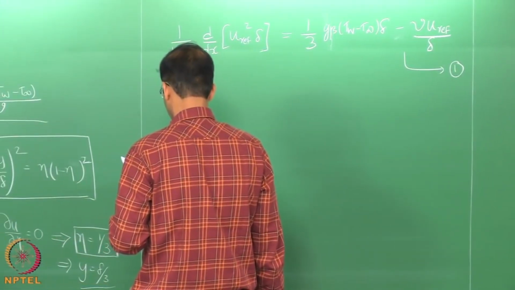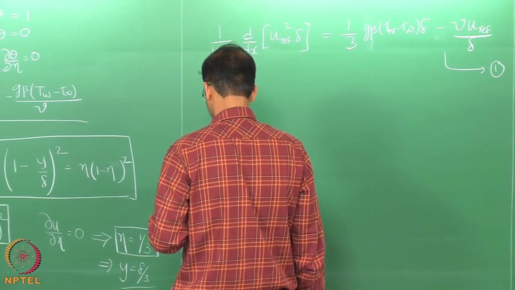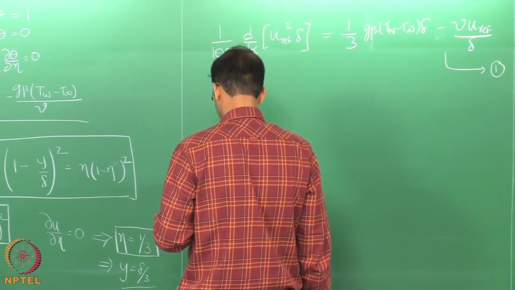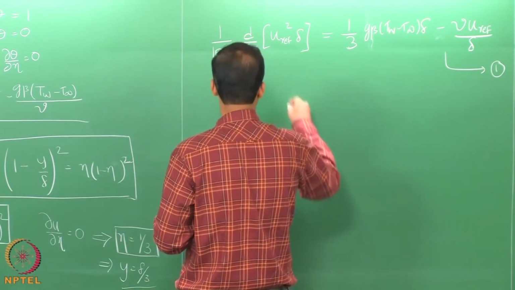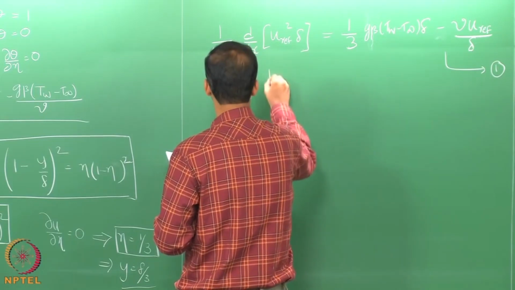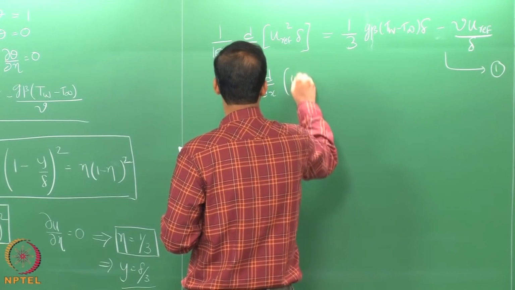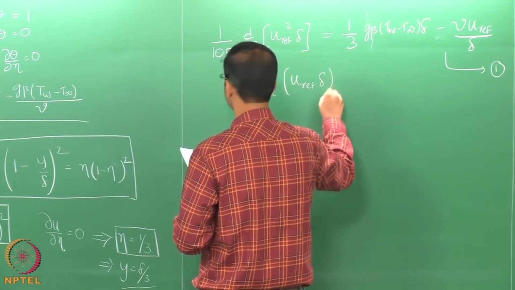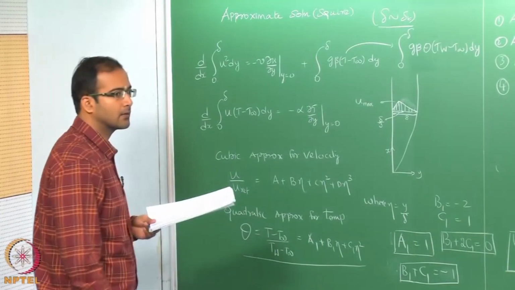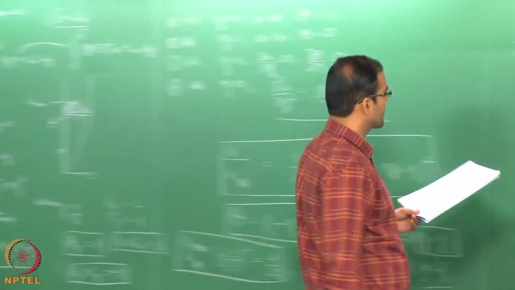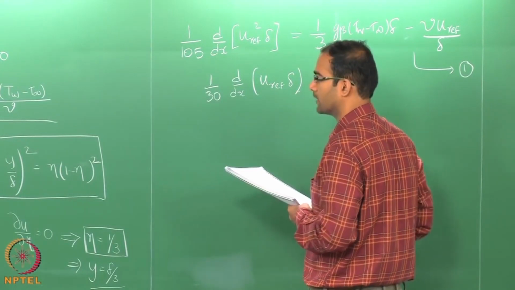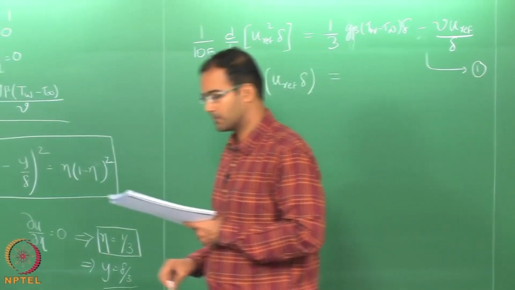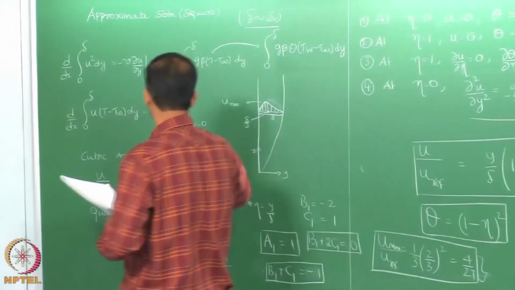Similarly, the energy integral also can be reduced. I will just write down the expression here: 1 by 30 times d by dx of u reference times delta. So you are substituting for u, and t minus t infinity as theta into t wall minus t infinity. If you do the integration you get 1 by 30, and on the right hand side, what do you get for minus alpha dt by dy at y equal to 0?